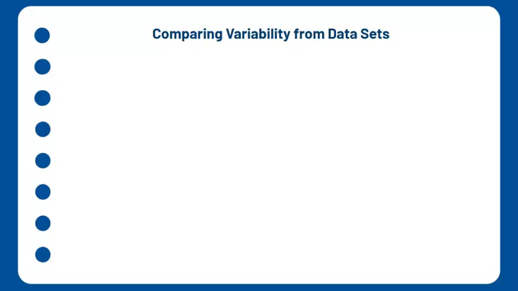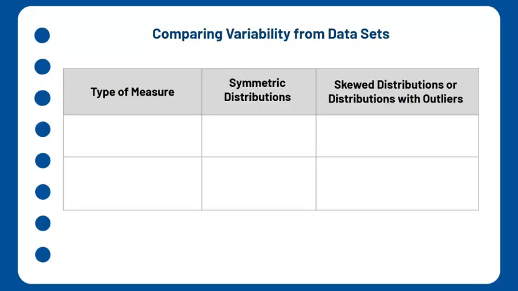Before we go over an example, let's zoom out for a moment and think about which measures should be used to compare based on what type of graph we have. We're going to be talking about two types of distributions. The shape of the distribution, either symmetric distributions or skewed distributions, and distributions with outliers determine which measure of center and measure of variability should be used.